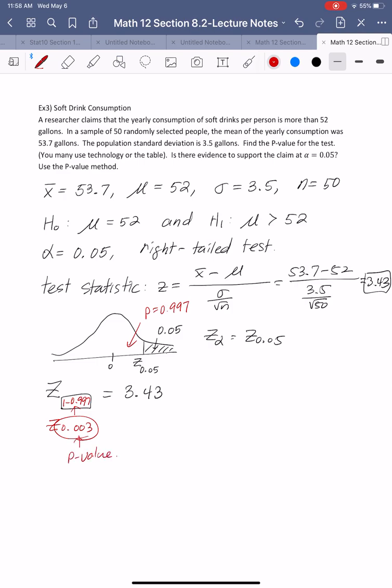Okay, so now what we do is we need to compare the p-value with the alpha. So p-value is 0.003 and then alpha is 0.05. Is it less than or equal to that? So it is, right? So this works. So p-value is less than or equal to alpha, which means the decision has to be reject the null hypothesis.